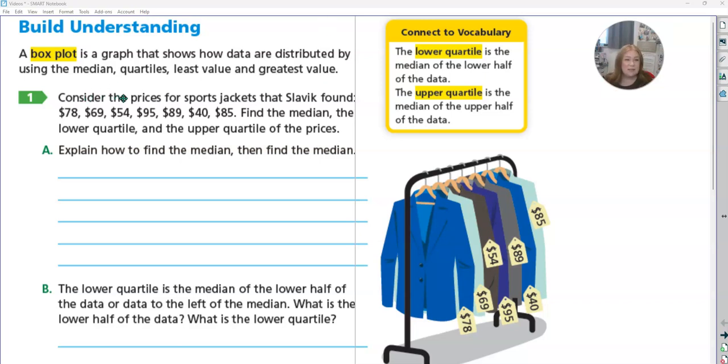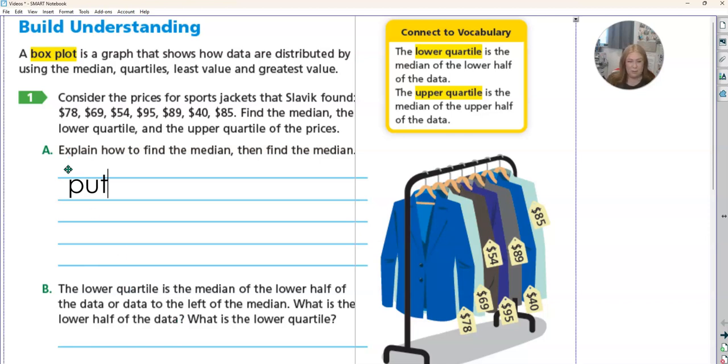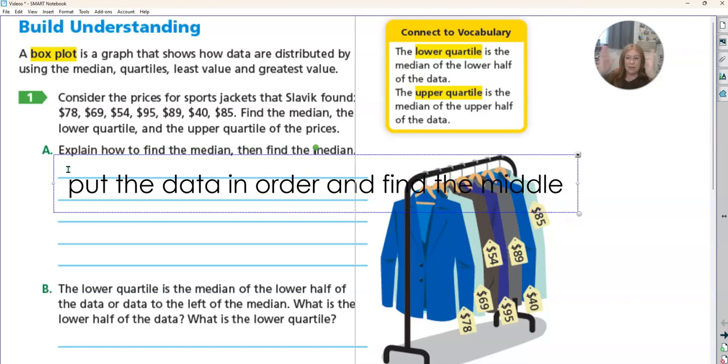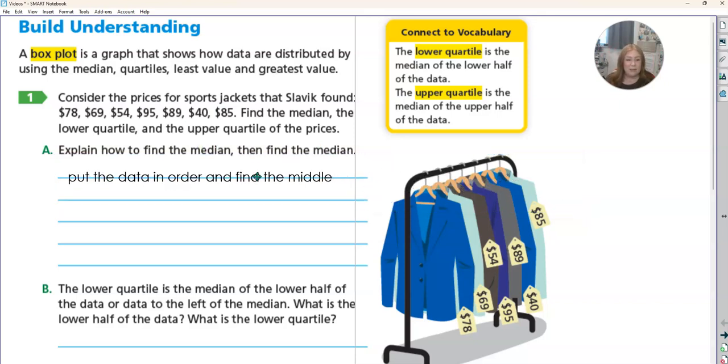So this one says, consider the prices for sports jackets that Slavic found. So here's all of his jackets. Find the median, the lower quartile, and the upper quartile. First, how do we find the median? We need to put them in order. To find the median, we put the data in order and find the middle, right? Our median is the middle there. So now we're going to go ahead and find the median.